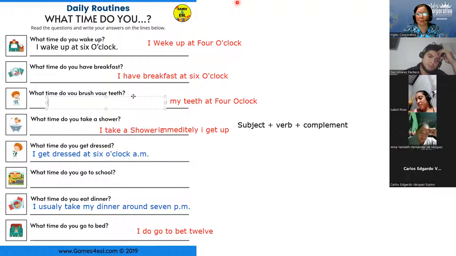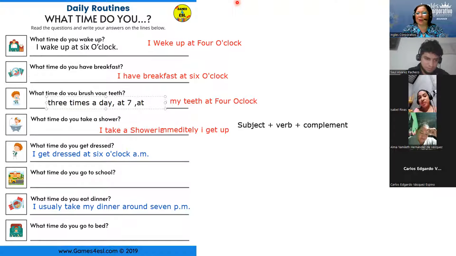And 1 o'clock p.m. and 11 o'clock p.m. Okay, at 7, then at what time, I'm sorry? At 7 and at 1? O'clock p.m. Uh-huh. And at night? At 11 o'clock p.m. Okay, great.